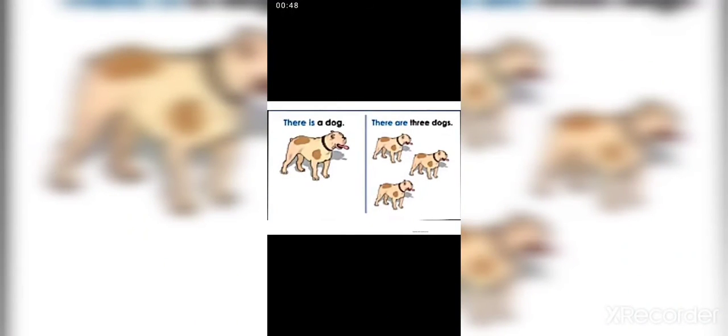There is a dog. It means there is only one dog. There are 3 dogs. It means more than one. There is a monkey, just one monkey. There are 5 monkeys or there are many monkeys, again more than one.